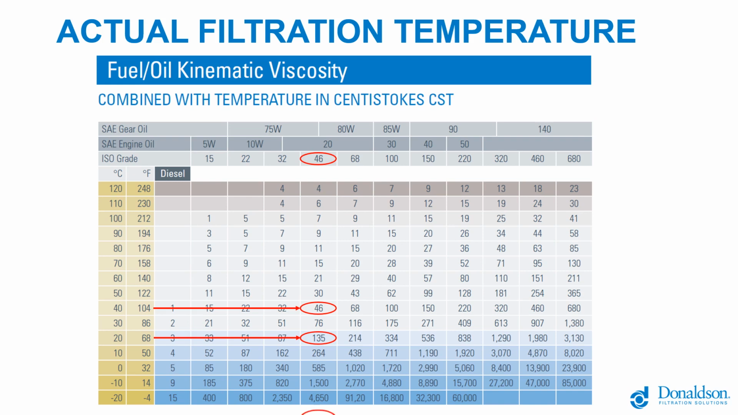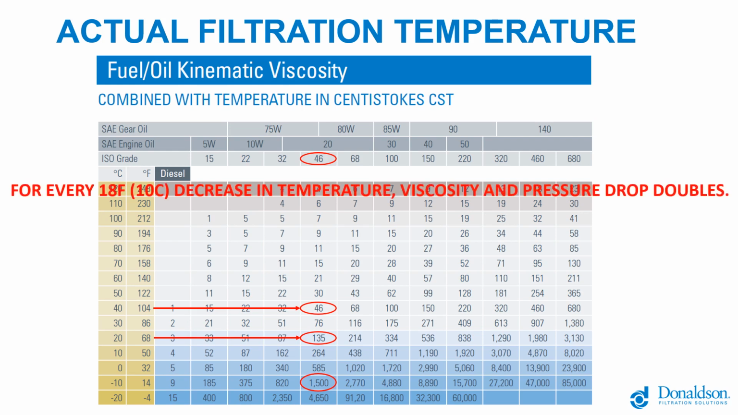And if it gets even colder, say it's a tank of ISO 46 hydraulic fluid outside in the northern half of North America in the winter and it's cold, it could be up to 1500 centistokes. It's many times harder to pump at 1500 centistokes or push through a filter. So just a rule of thumb to remember for oils, for every 18 degrees Fahrenheit decrease in temperature, the viscosity of the oil and the pressure drop across a filter doubles. So this is a very significant issue in sizing ambient condition oil.